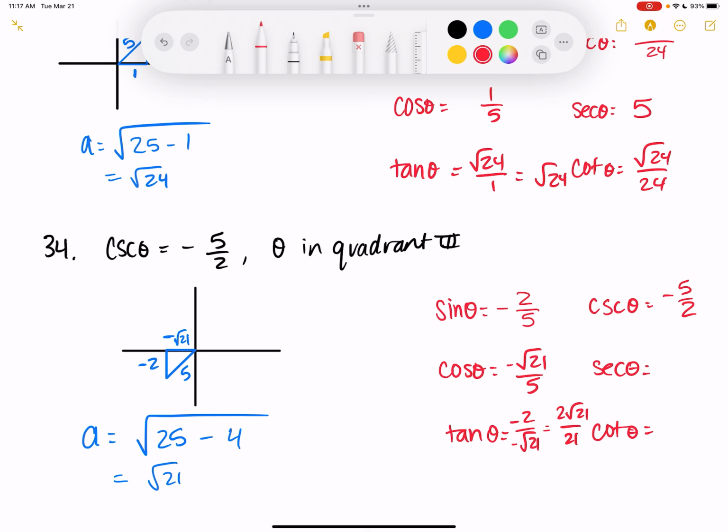So then secant, 5... yeah, don't forget the negative. 5 square root of 21 over 21. And cotangent, square root of 21 over 2.